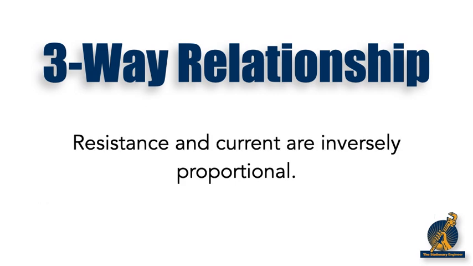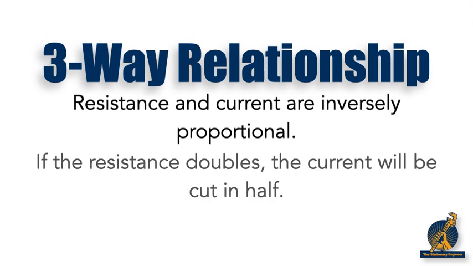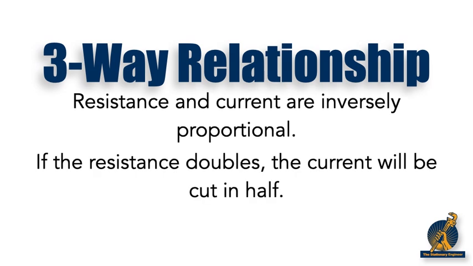Resistance and current are inversely proportional to one another, meaning they are complete opposites of each other. So, in the case of resistance and current, if the resistance doubles in a circuit, we're going to cut the current in half, because now only so much current is going to be allowed to flow through the circuit because of the increased resistance.